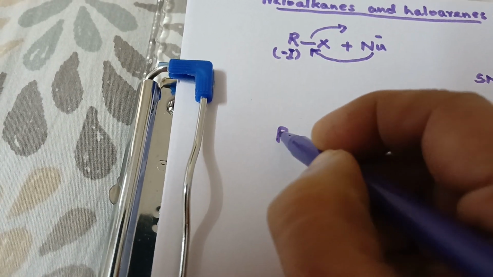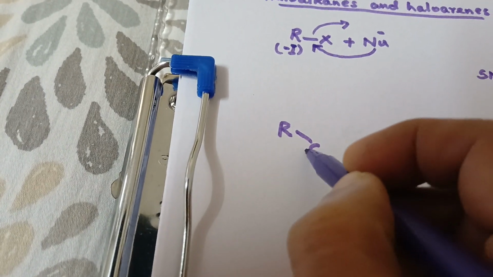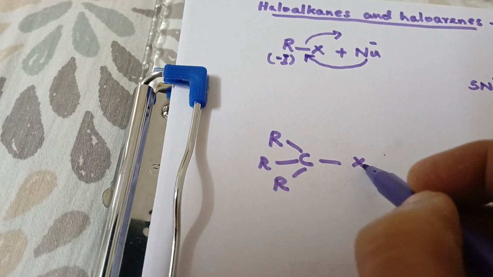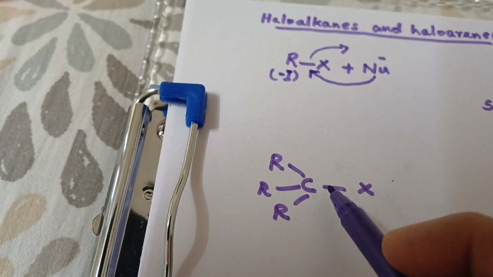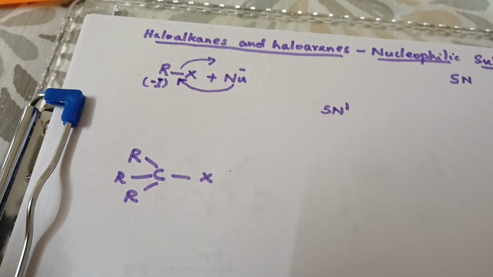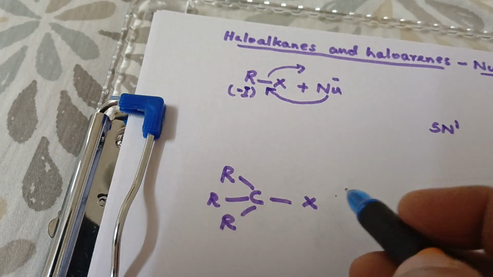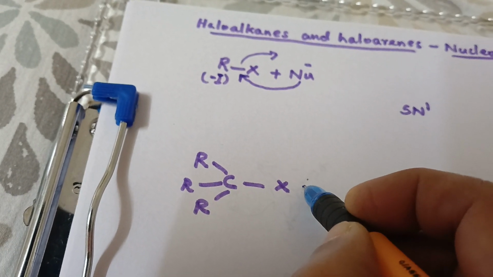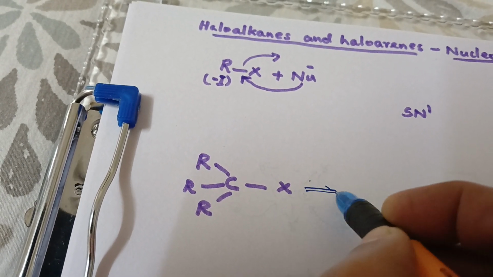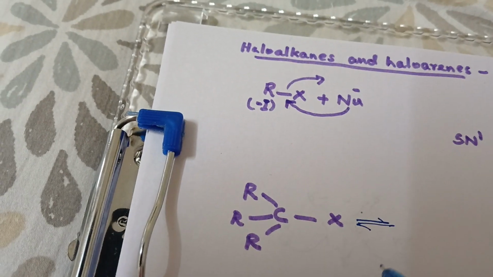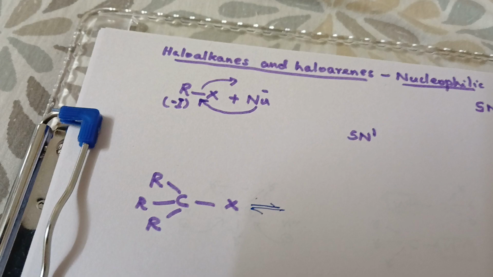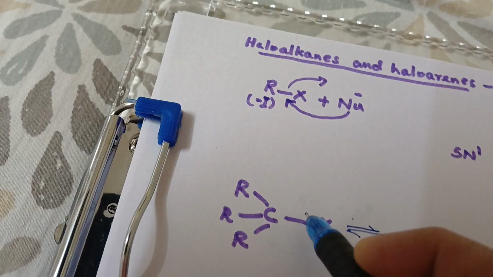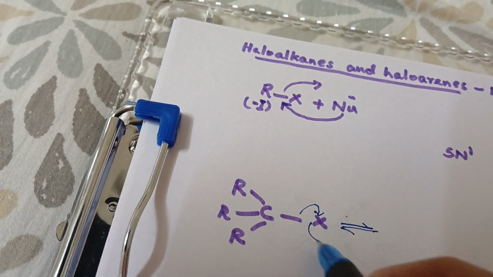We'll take a tertiary alkyl halide like this. It is an alkyl halide. This bond has to break. That is, the carbon halogen bond has to break. You know that breaking of a bond requires energy. It is a difficult process and it is a slow step. This takes place slowly. So when the bond breaks, the halogen will leave with its bonded pair of electrons.